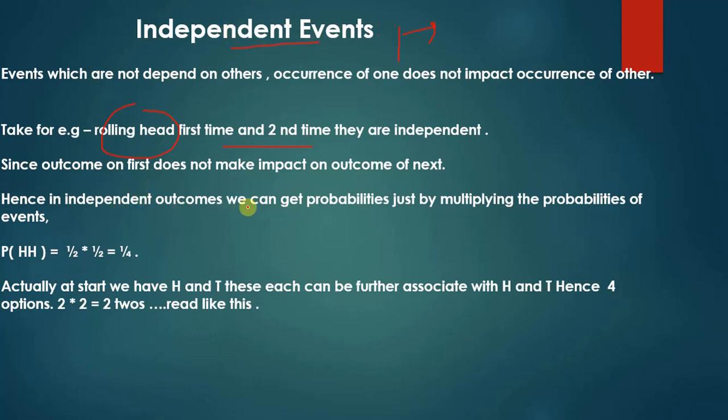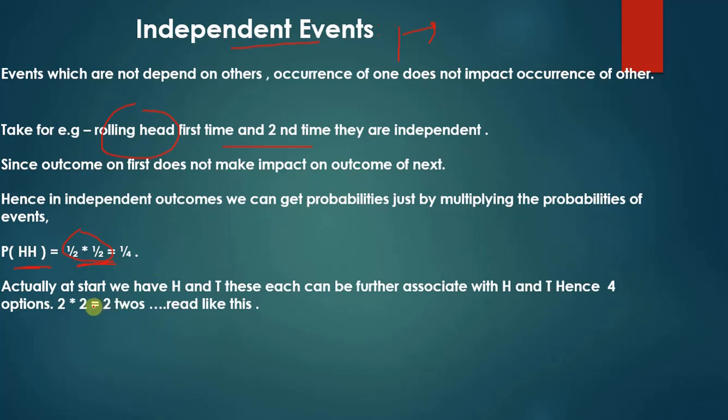Correct. It has independent outcomes. So how can we get the probability? In the case of independent events, as we just saw in the multiplication rule, if two events are independent or joint, we can directly get the probability by multiplying the two steps. For example, for the probability of two heads, I can directly get it by multiplying half into half, which equals 1 by 4.